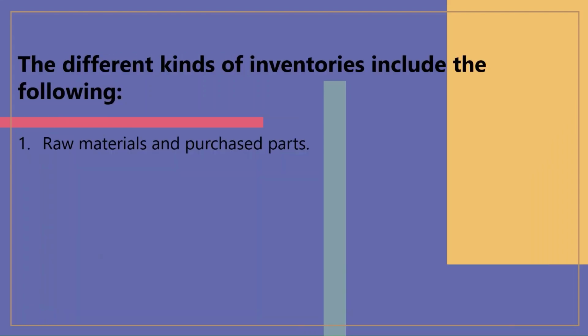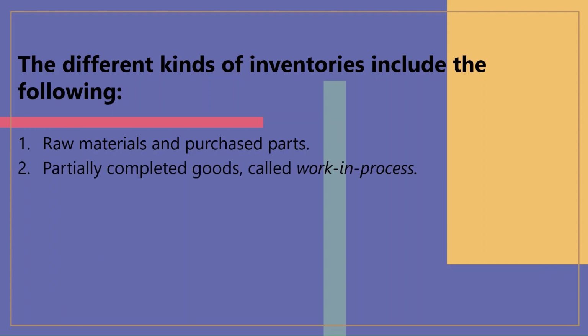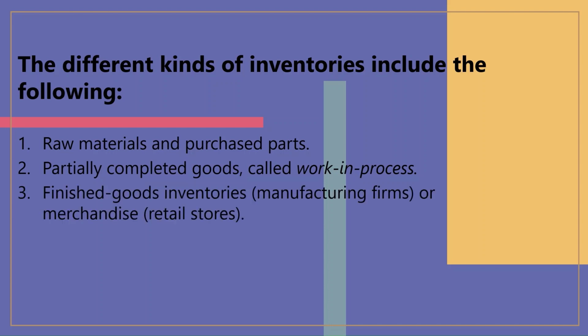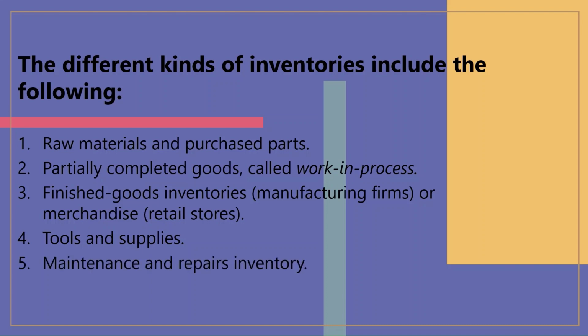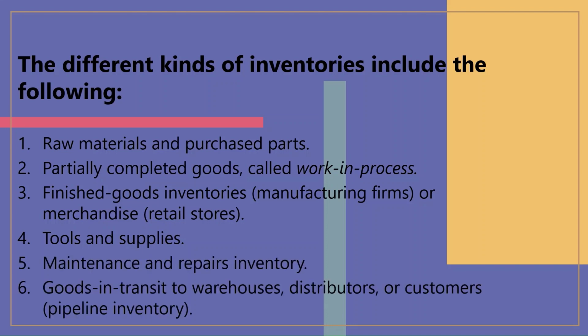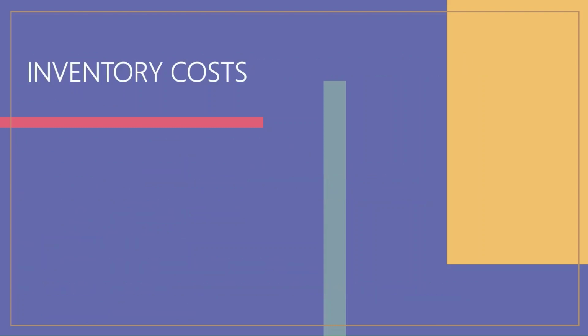There are different kinds of inventories. This includes raw materials and purchased parts, partially completed goods, called work in process, finished goods inventories, tools and supplies, maintenance and repairs inventory, goods in transit to warehouses, distributors, or customers, or pipeline inventory. For effective inventory management, we should know inventory-related costs.